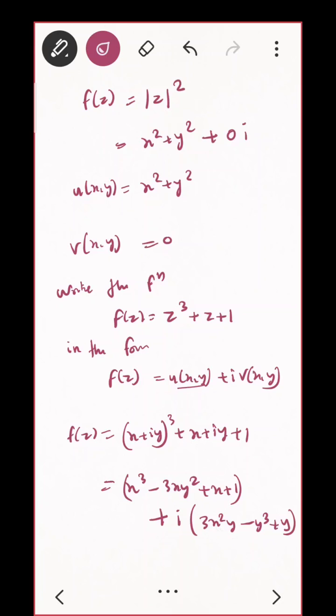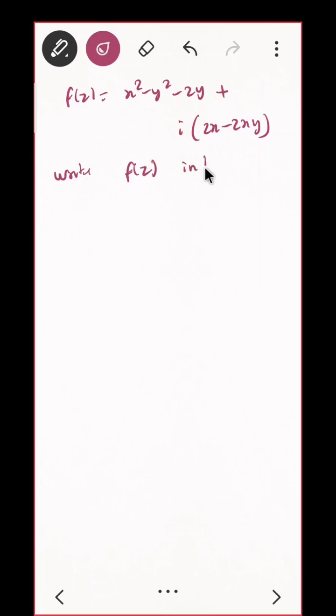And one more case may occur, when your function is given in this form. Suppose f of z equal to x square minus y square minus 2y plus i times 2x minus 2xy. Then the question is: write f of z in terms of z. You will see that sometimes when your function is in terms of z, it is quite easy to solve, and sometimes when it is in terms of x and y, it is easy to solve. So you must know how to go back from here to here.